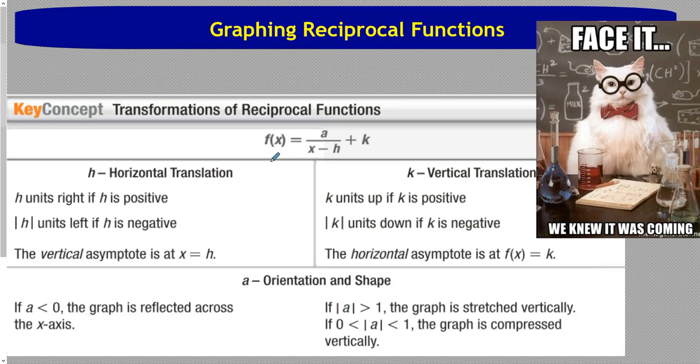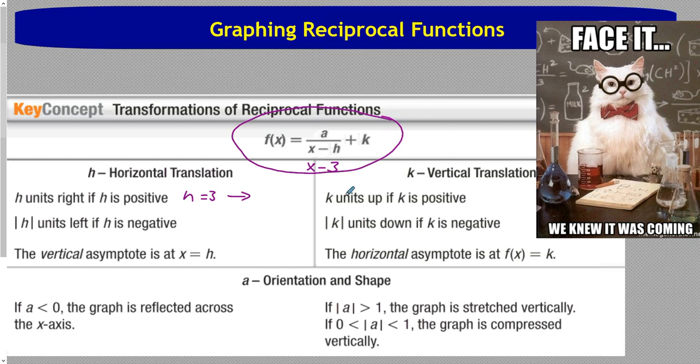So you knew it was coming. We're always talking about our general form with h and k's, and here's what it looks like. f of x is equal to a over x minus h plus k. h gives us our horizontal translation, meaning it's going to move it left and right. Just like it always has been, h is backwards, so we're moving to the right if h is positive, meaning if we have like x minus 3, then h equals 3. We're going 3 units to the right, even though it's a minus up there.